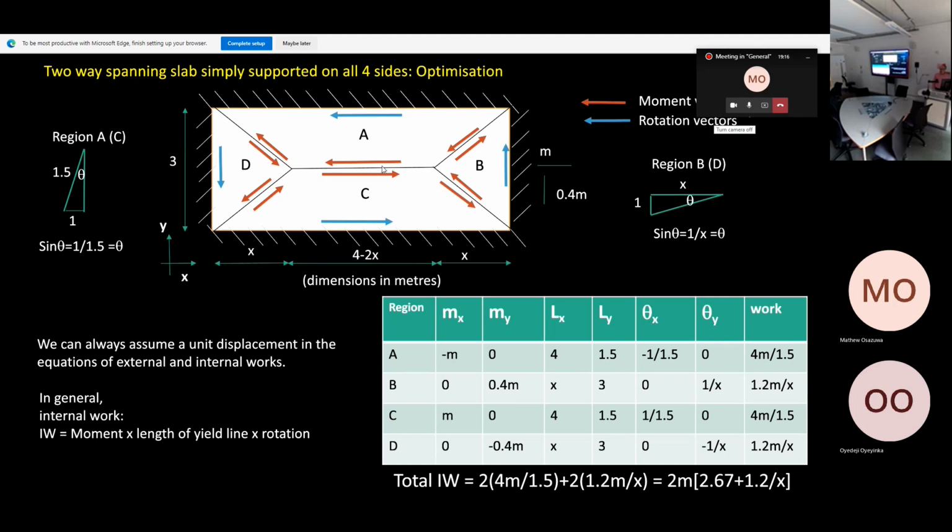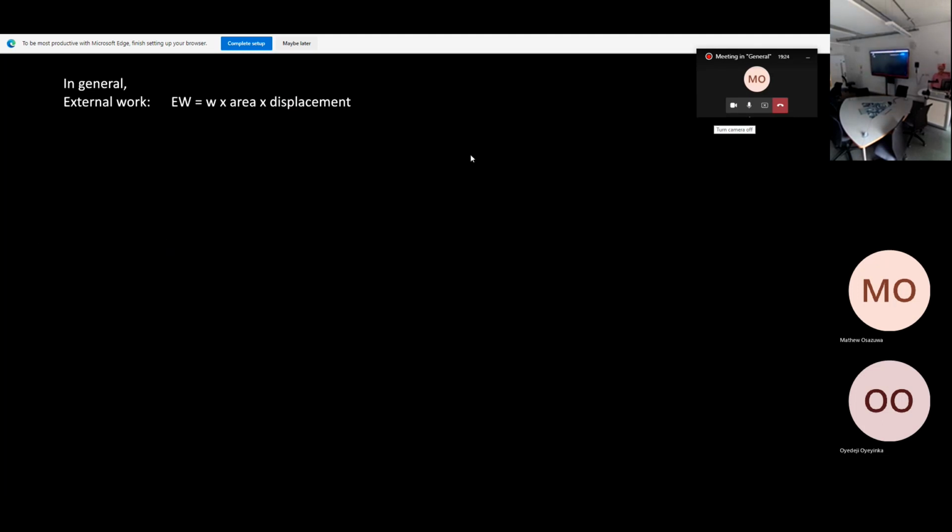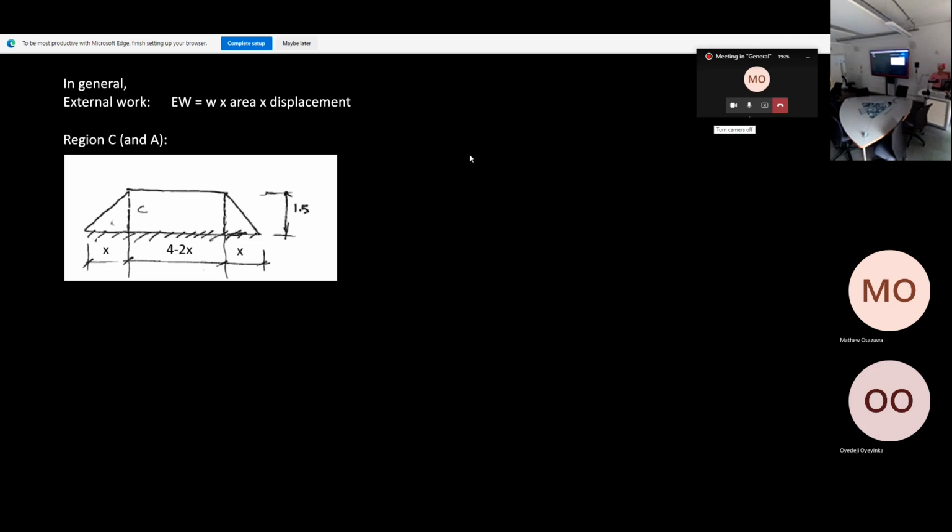Now, looking at the external work, we have 4 regions. So we do the external work for A and multiply it by 2, and we do the external work for D or B and multiply it by 2 in the same way. So let's do that. This is region C, and A will be the same. The length is 4 meters, so we have x and 4 minus 2x. The length in the y direction is 1.5. What I've done here is divide this trapezoidal shape into 2 triangles and a rectangle to make it easy.